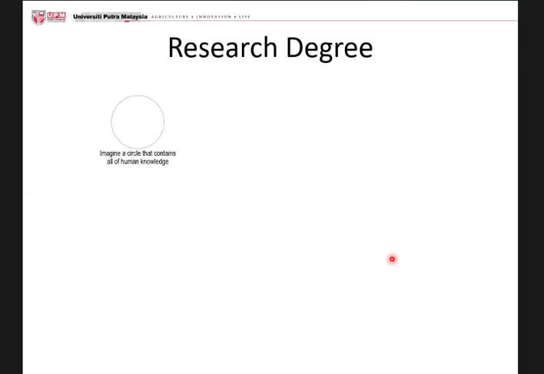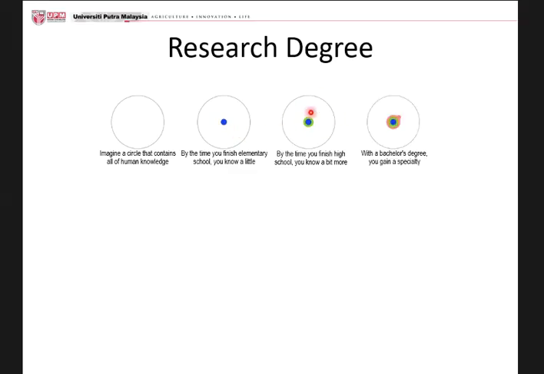Right. If you look at a research degree, imagine a circle that contains all human knowledge here. Okay. By the time you finish elementary school, you know this bit. You have some knowledge, a really small bit. And then as you finish high school, you gain more knowledge. Okay. And when you do a bachelor degree, you already gain some specialty. So it's not general knowledge anymore, but you're looking at a specific direction. Okay. And then you do a master and you go further.